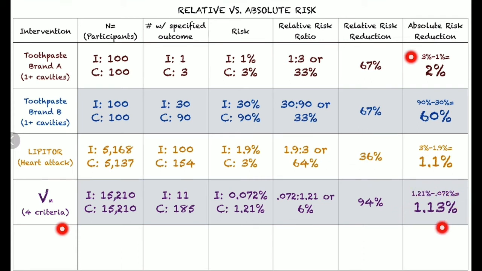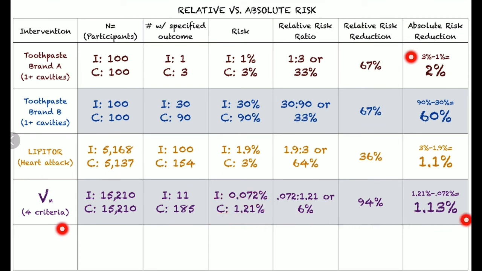1.13%. So, again, we get that number by subtracting 0.072 from 1.21, and that gives us 1.13%. Now, again, the important factor here is that your risk of getting the disease, or meeting these 4 criteria in the first place, if you didn't have the intervention, was only 1.21%.